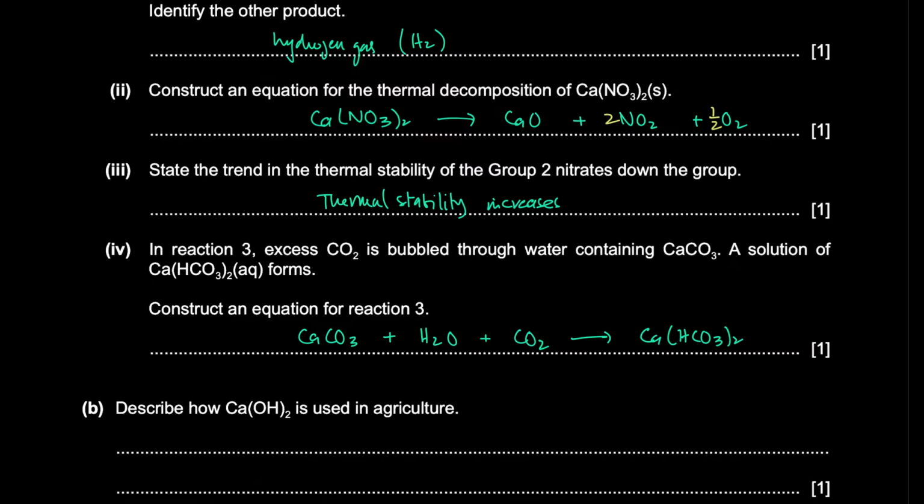Describe how calcium hydroxide is used in agriculture. If you guys remember, calcium oxide and calcium hydroxide can be used in agriculture. So same with calcium carbonate, because they're basic or they're alkaline, right? The solutions are alkaline. So what it does is it actually reduces the acidity of soil, or we can say it is to increase the pH, okay? You can also say increase the pH of soil.